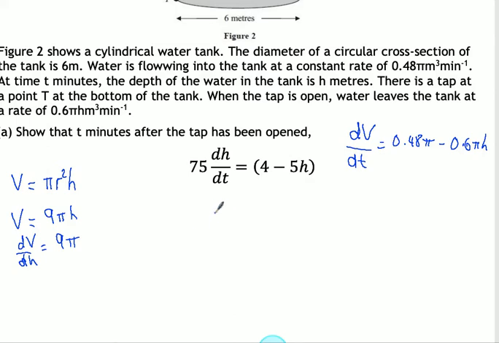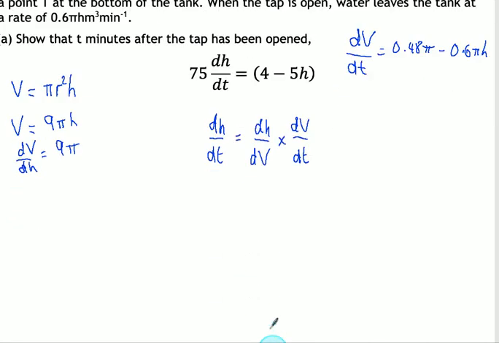So remember, our aim is dH by dt. So it's going to be dH by something multiplied by the same something dt. Well, the only thing that we've got really is volume, right? So it's going to be dV in both of those. So we can now say that dH by dt is equal to dH by dV, well, that's 1 over 9 pi, multiplied by this rate of change.